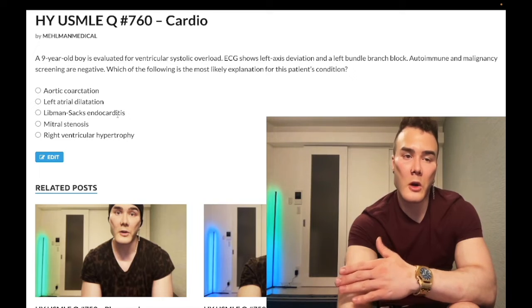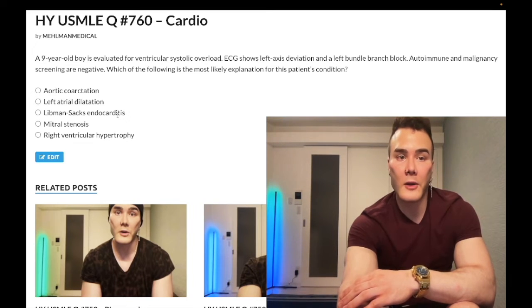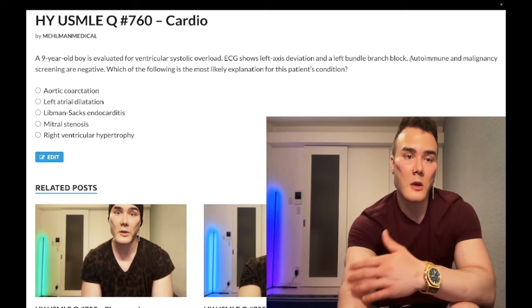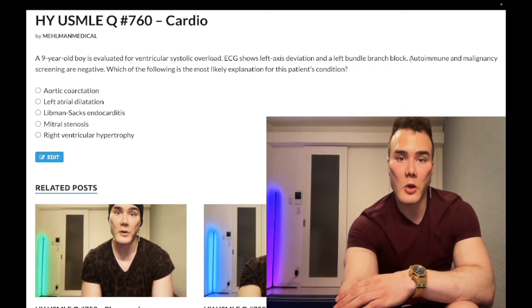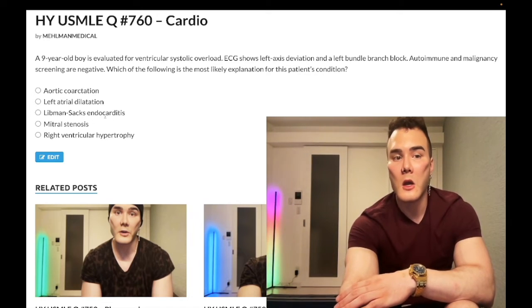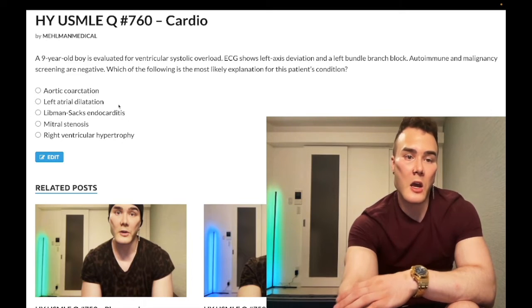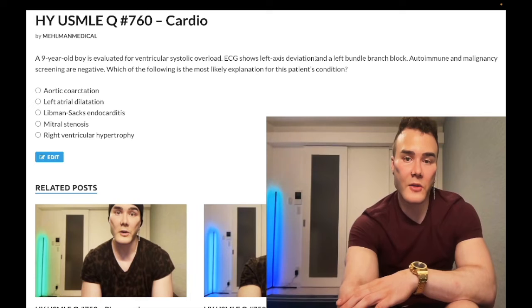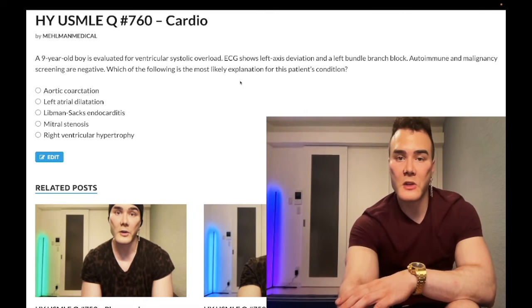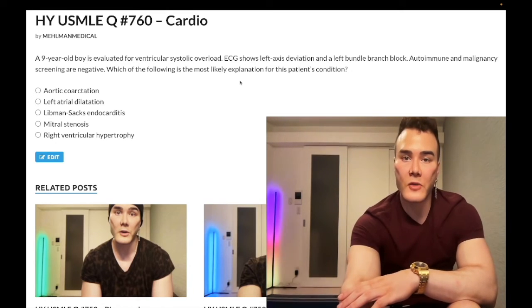So, sure, some students might say, Mike, couldn't it affect the aortic valve? No, not really. But I threw this in here anyway. The kid doesn't have pediatric lupus. There's no malignancy that could lead to Libman-Sacks. So left atrial dilatation, that's not an explanation for left axis deviation. I just said the left axis deviation and LBBB mean, specifically on USMLE, for all intents and purposes, left ventricular hypertrophy. That's it.